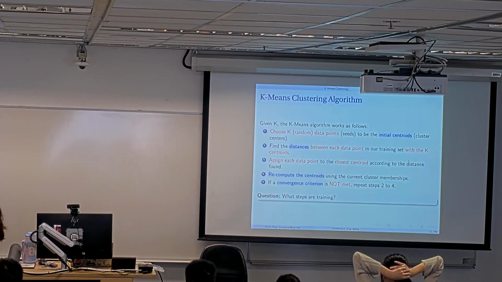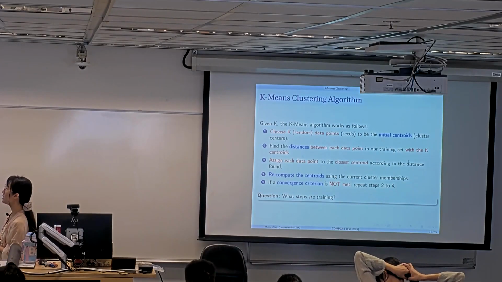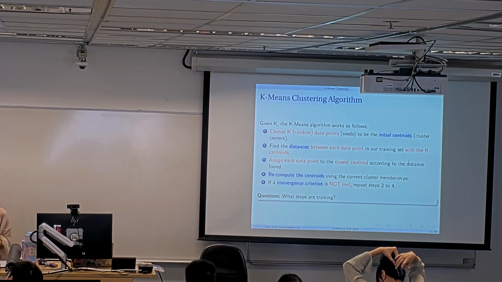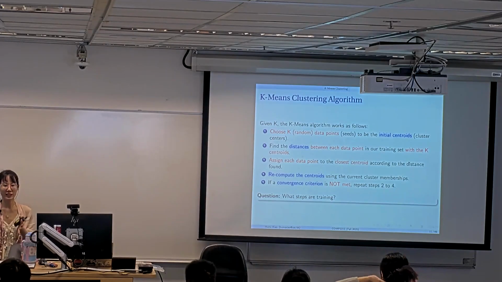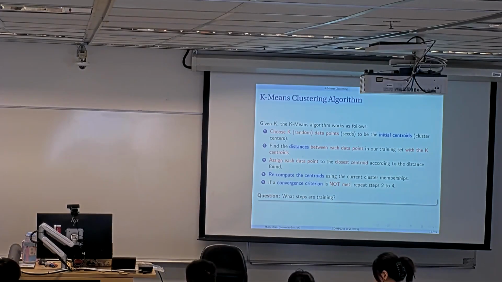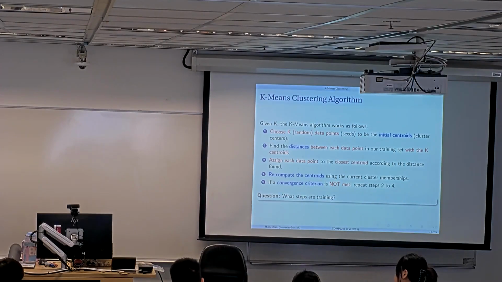We find the distances between each data point in our training set and the k centroids. So for each of the data points, you need to compute its distance to each of the centroids. Again, it's pairwise distances. One is the data set, another is the centroid set, and find the pairwise distances. This step we should already know how to implement, right? If you already know how to implement KNN to compute pairwise distances, it's basically the same here. The pairwise distance between data points and centroids.